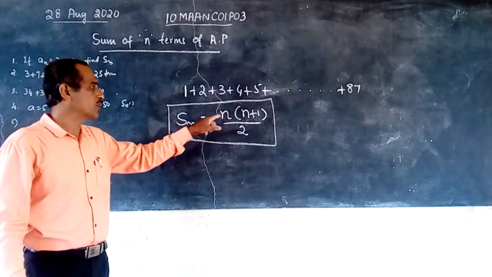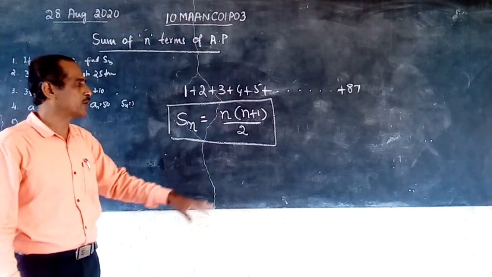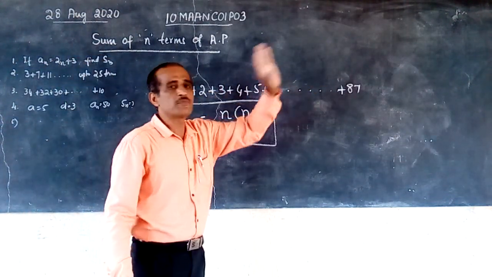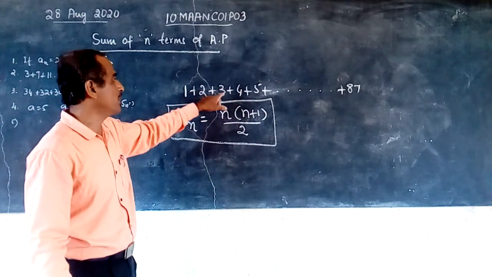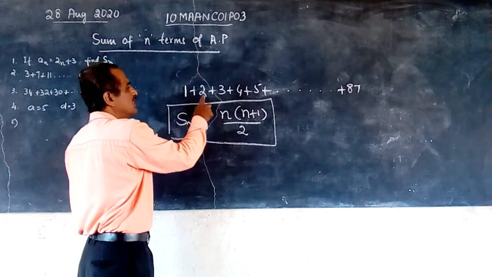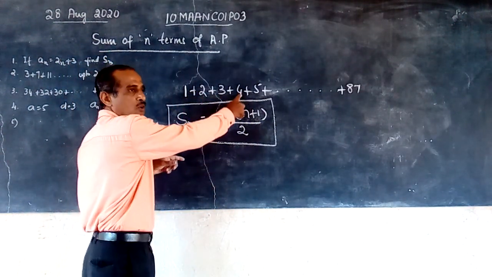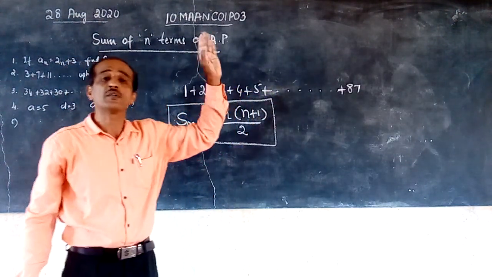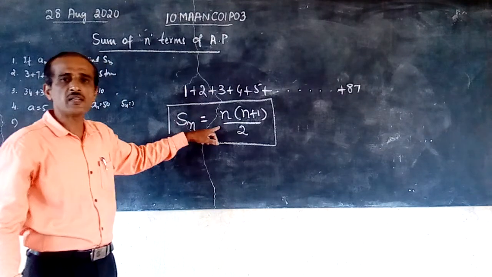So Sn is equal to n into (n plus 1) divided by 2. So let us find the sum of the numbers up to 87: 1 plus 2 plus 3 plus... Here we can add 1 plus 2 is 3, 3 plus 3 is 6, 6 plus 4 is 10, 10 plus 5 is 15. Like that we can add up to 87, but it's very difficult. You can use this formula very easily.